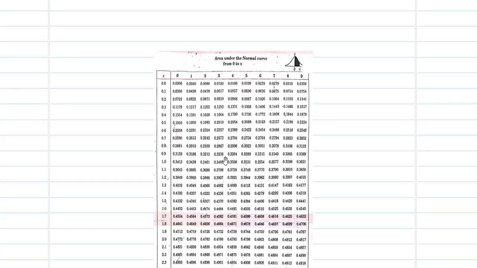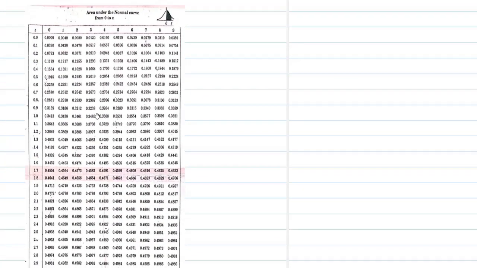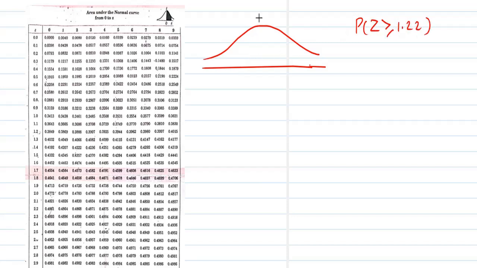Now whenever we want to find the value of the curve or the probability beyond a particular region, how do we go about that? Say I want probability of z greater than or equal to 1.22. Where is z equal to 0? This is z equal to 0 and this is my z equal to 1.22, and I want the region beyond it. So this is my beyond region.